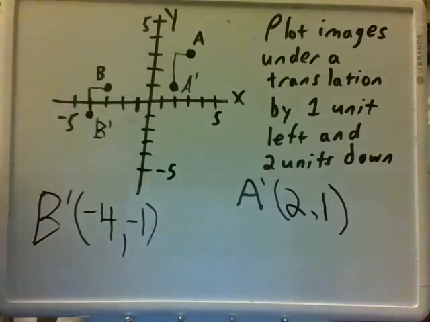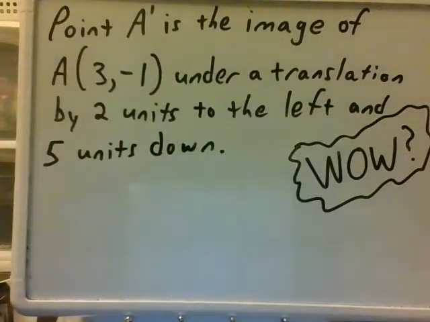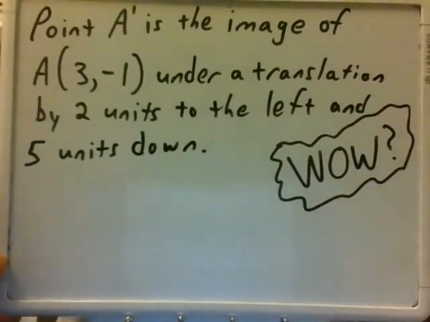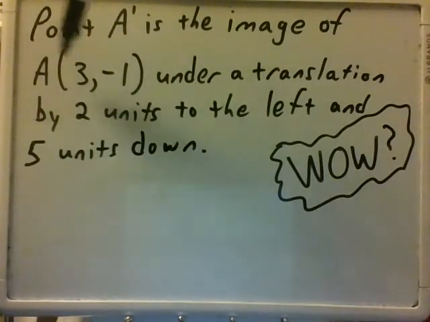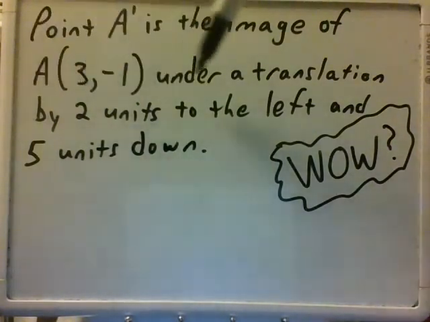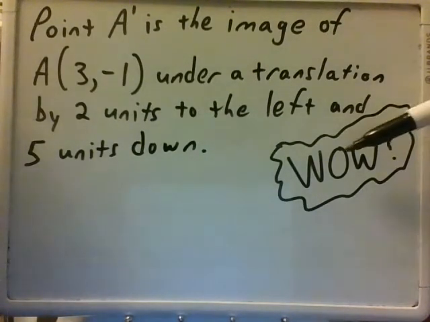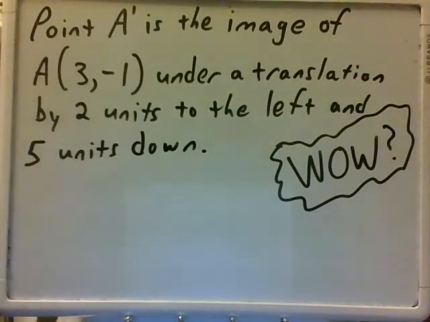Next one, when I saw it, I was like, oh my gosh. Why did they do that? Why do they have to put such words? Why can't they just use easy words? Here's how it's written. Point A' is the image of A, and A is at 3, -1, under a translation by 2 units to the left and 5 units down. Wow. So I'm going to write this a little easier here.